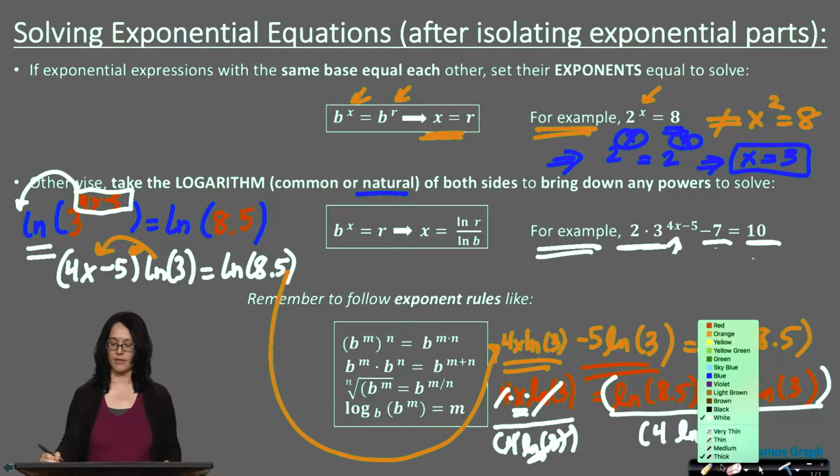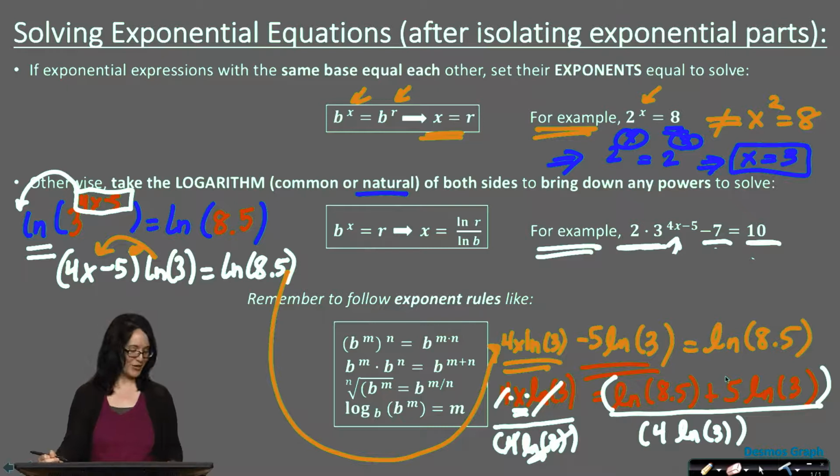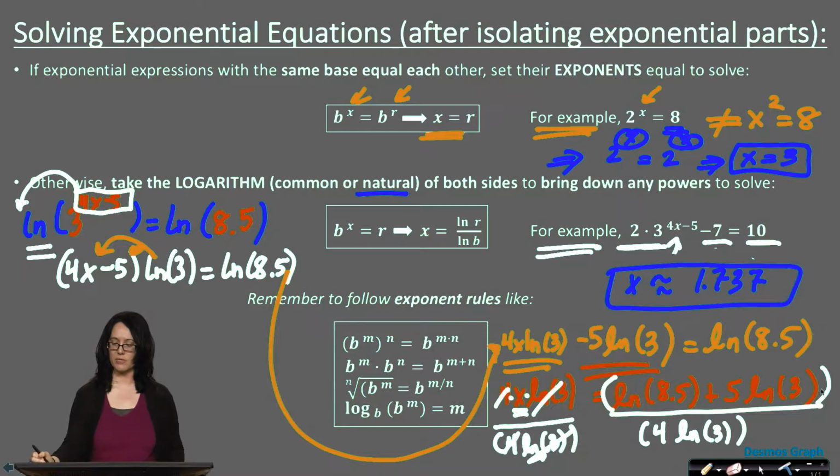And when you carefully type this into your calculator with all the parentheses that I just mentioned, your answer for x should end up being approximately 1.737 if you round it to the nearest thousandth, or the nearest 3 decimal places. This should be your final answer.